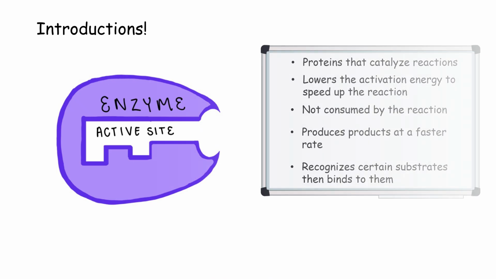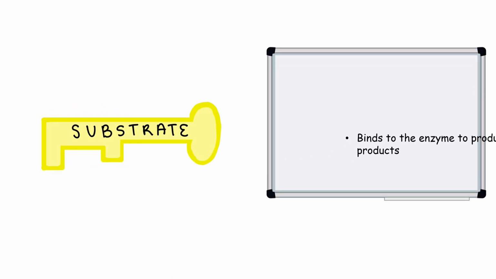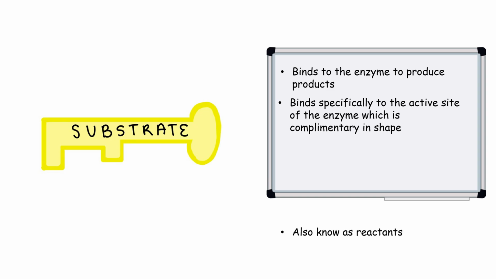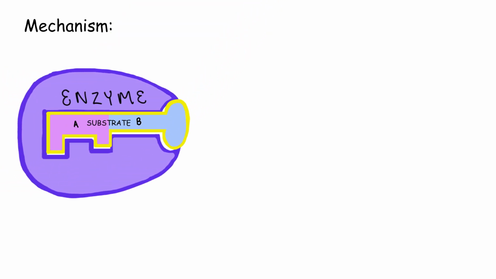A substrate binds to the enzyme to produce products. It binds specifically to the active site of the enzyme, which is complementary in shape, and is also known as reactants. Now that we understand the first two key components, let's look at the mechanism. The substrate binds to the active site of an enzyme, releasing energy to produce products.